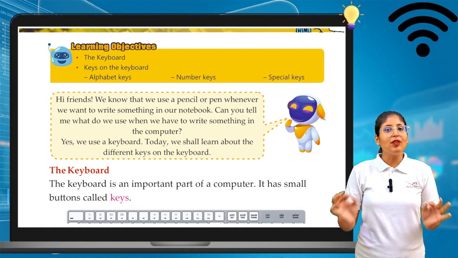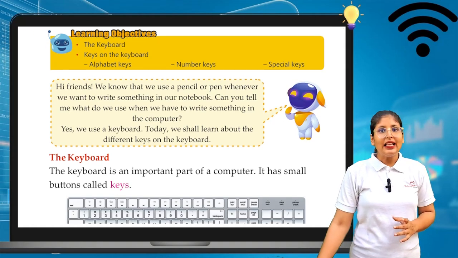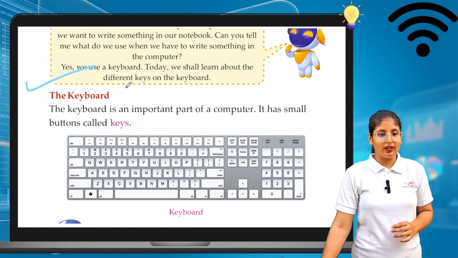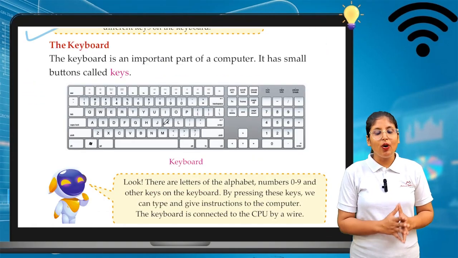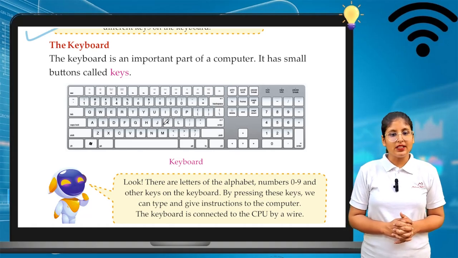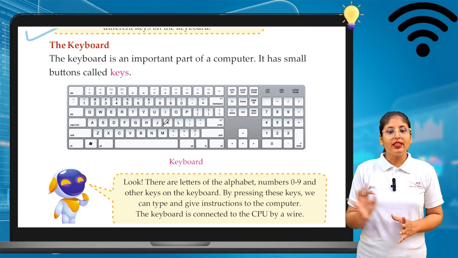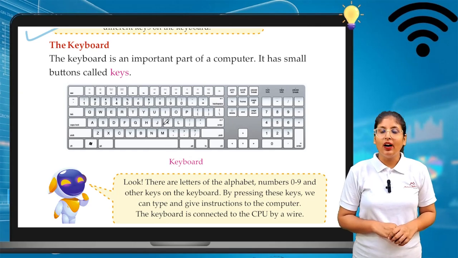So in this chapter, we will see what different keys are there on the keyboard. Okay, let's see what these keys are. So the keyboard, what is this? The keyboard is an important part of a computer. It has small buttons called keys. With the help of keys, we are able to write anything on the computer.